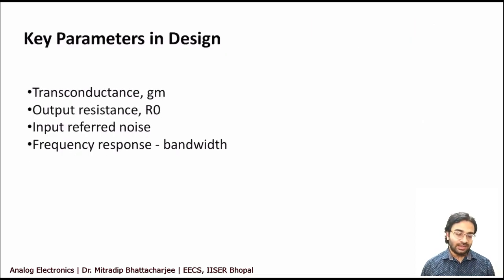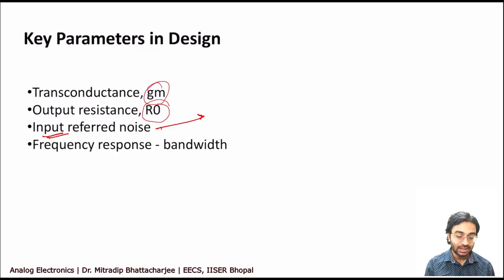So the next thing that I have said was parameters like transconductance. This is one of the important parameters. I have said output resistance is also an important parameter. I have said input referred noise is also an important parameter. Why I say input referred noise is, people expect to take care of the noise at the input level itself. Although you will see the noise in the output, the considerations have to be taken at the input level itself. So input referred noise is also important.